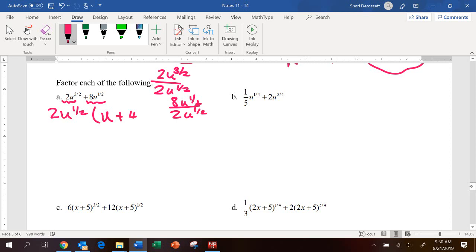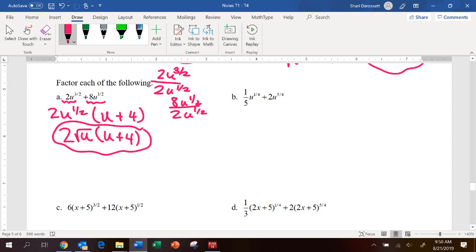4. And then the directions said to write anything in radical form rather than rational exponent form. The 2 is not to the 1 half, only the u is to the 1 half, and then I've got u plus 4. And this is now in factored form.